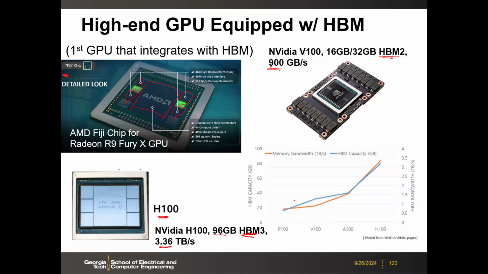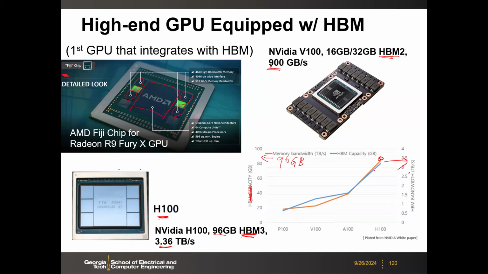And here on this graph, it shows the trend for NVIDIA's systems from the P100 to V100 to A100 to H100. And here you see the HBM capacity on the left-hand side. As I said, the H100 is close to 96 gigabytes. And then the system bandwidth here on the right is 3.3 terabytes per second. So that's the latest result.